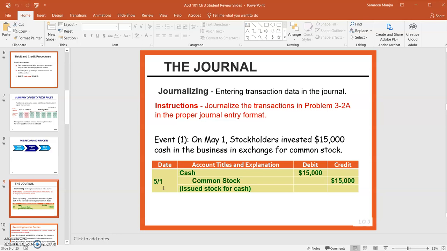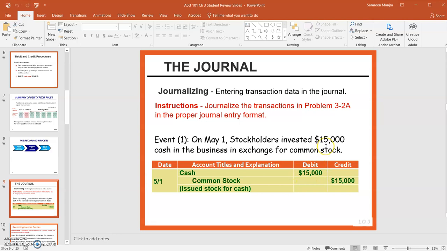We note that stockholders invested $15,000 cash, so cash is an asset account. Every time we have an asset account increase, that will be a debit. The account you're going to debit is going to be listed first on the very, very top. So you're going to list cash first. And in the debit column, which is always on the left side, you're going to include the dollar amount.